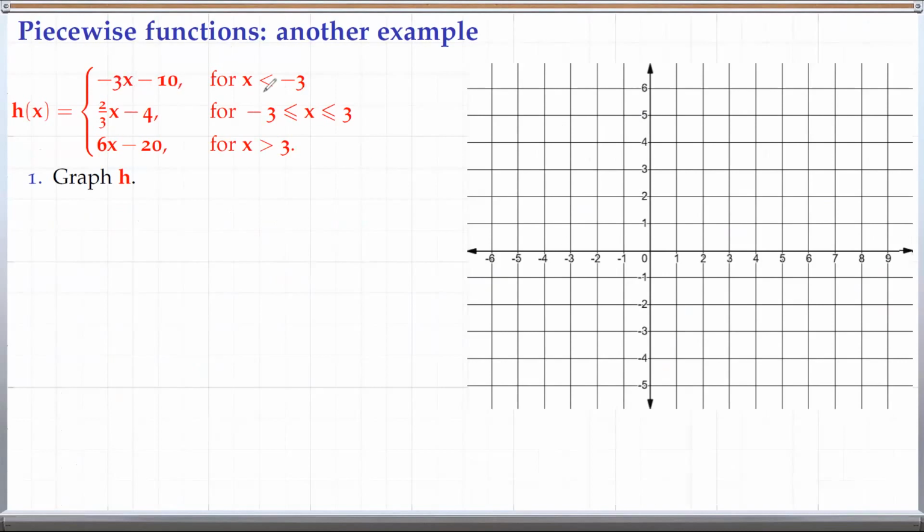So let's try to graph this quickly. When x is -3, y value will be -3 times -3, which is 9, minus 10 is -1. So the graph should go through that point. And we don't want to include this point because it says strictly less than -3. So we have a hole over here.